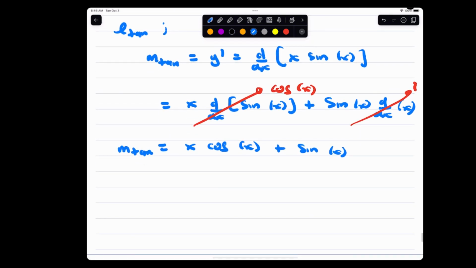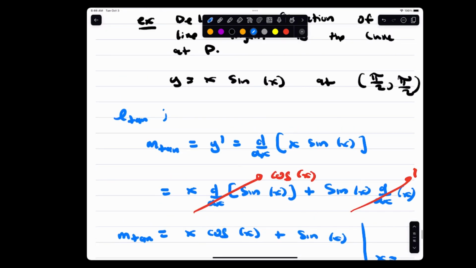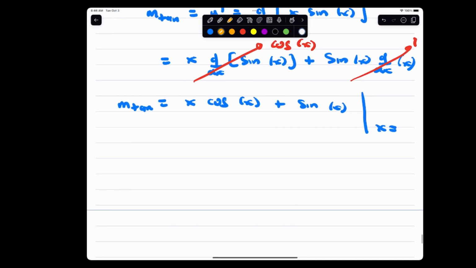Now, what do you guys have to do? Plug in. You've got to plug in what number? The first one. What's the first one? Plug in pi over 2. Is that right? Okay, so you plug in pi over 2. So then that's going to be what? Pi over 2 cosine pi over 2 plus what?